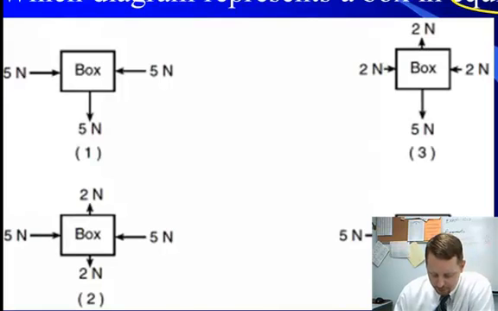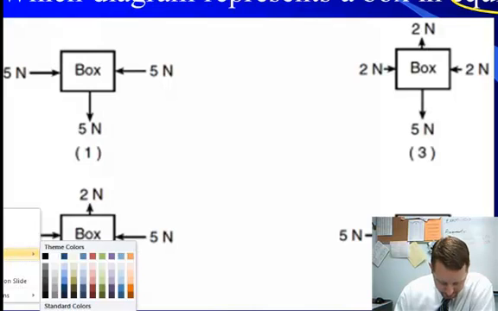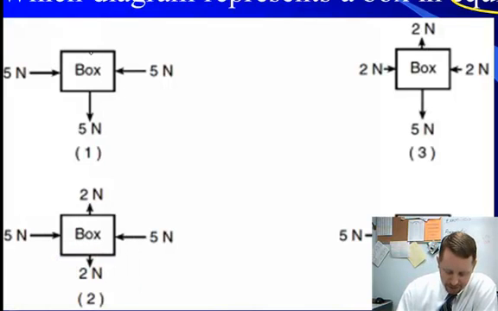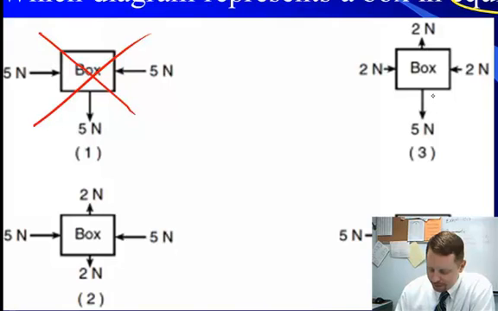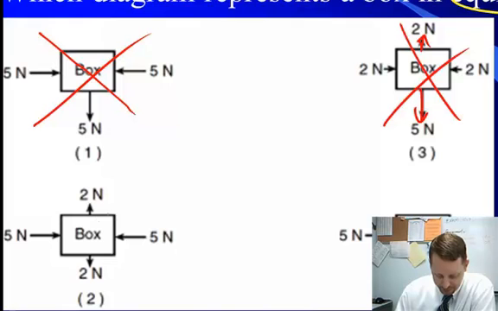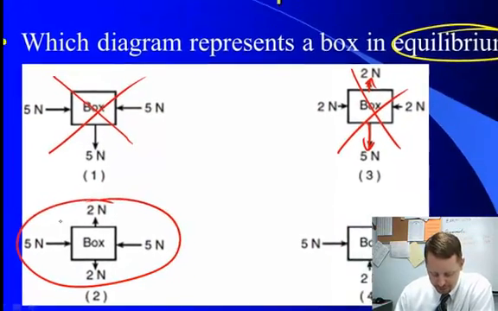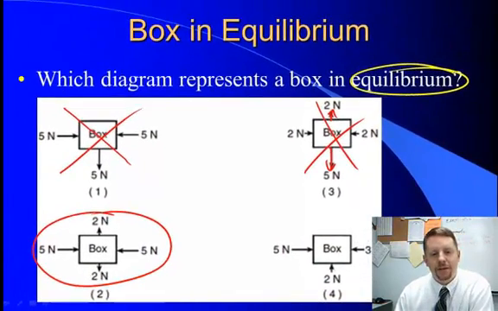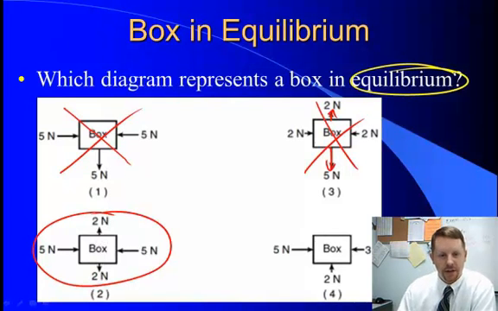Well, if we look for the diagram where everything's balanced, it can't be number one, because we have 5 down but nothing up. It can't be number 2 because we have 2 up and 5 down. That's not balanced. Number 3, we've got 2 up, 2 down, 5 right, and 5 left. That's got to be balanced. 2 newtons up, 2 newtons down gives you a net force of 0 newtons in the vertical direction. 5 newtons right, 5 newtons left gives you a net force of 0 in the horizontal direction. Correct answer must be 2.